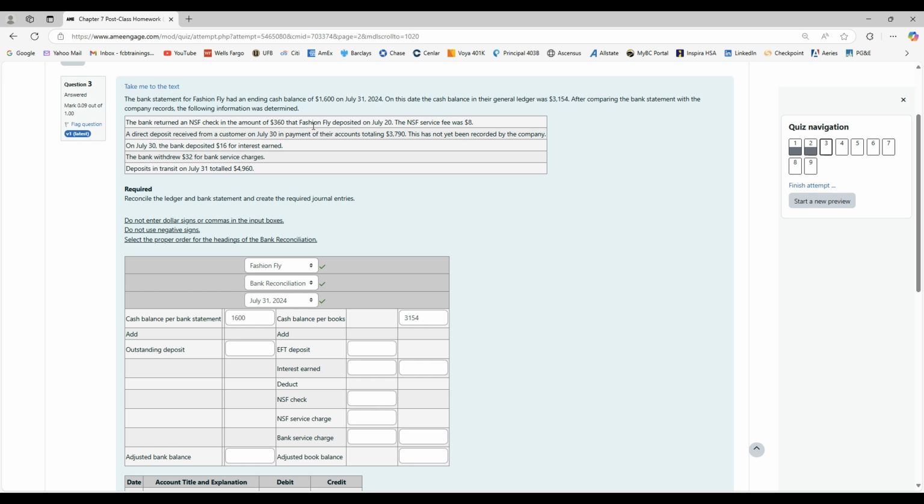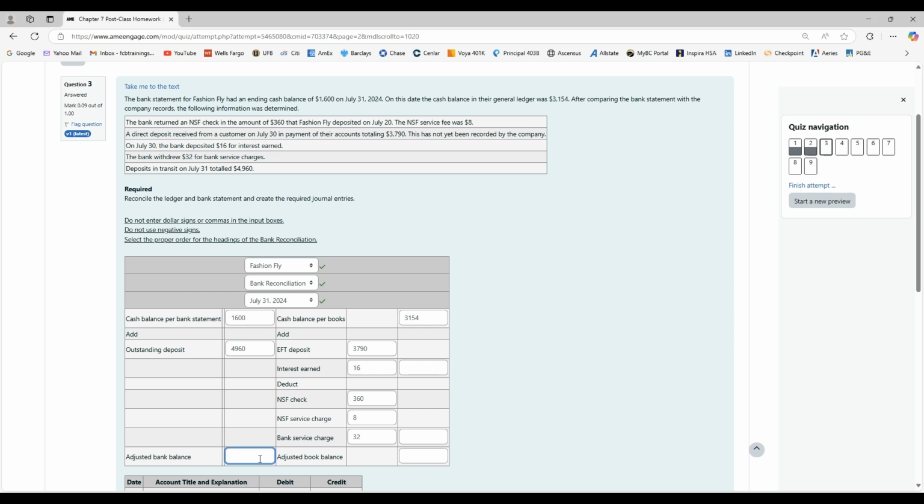And then we can see these differences here. So the bank returned an NSF check for 360 and we got charged 360. Again, those are reductions from our cash balance because we thought we had cash, but we actually didn't. A direct deposit, so like an EFT type situation again, was 3790. It had not yet been recorded by the company. Bank deposited money for interest. This is us earning interest. And then $32 for the bank service charge. And then deposits in transit of 4960. And we're looking good.